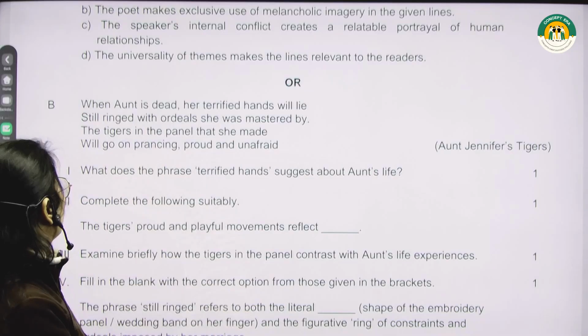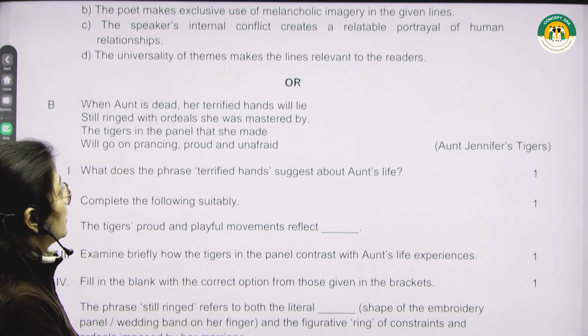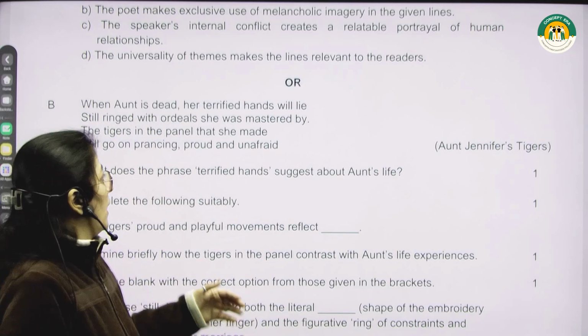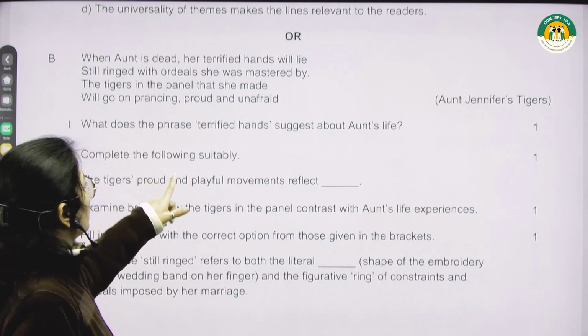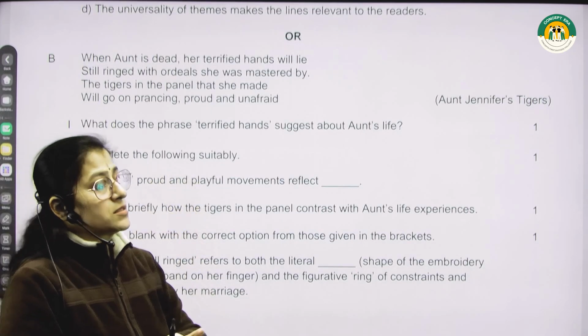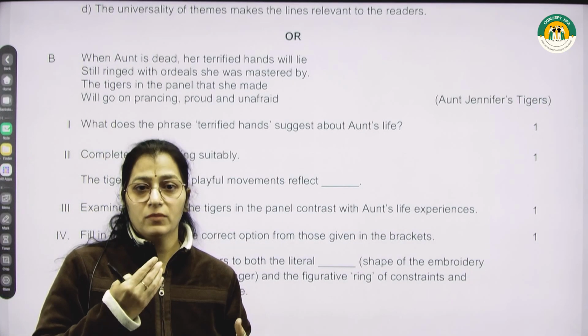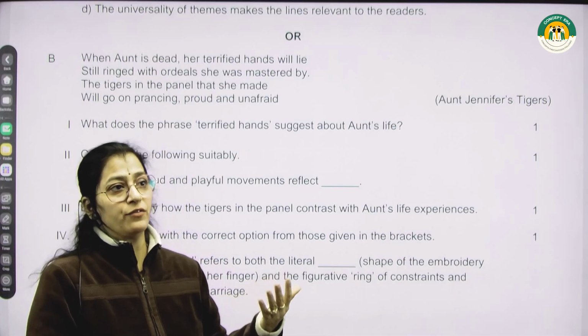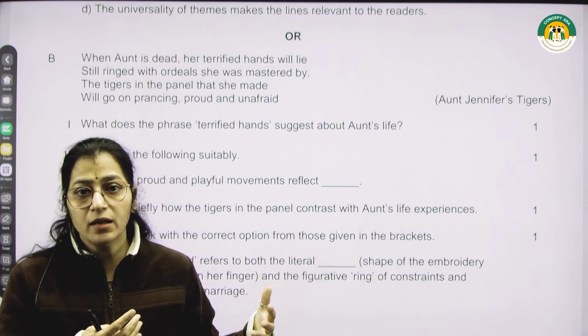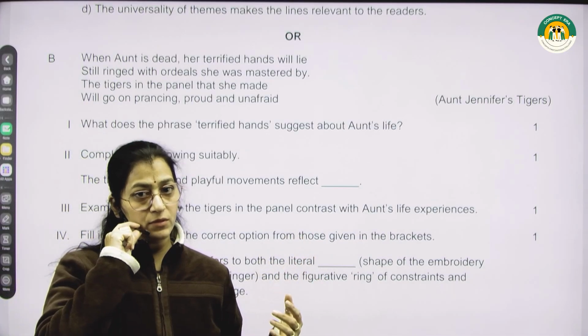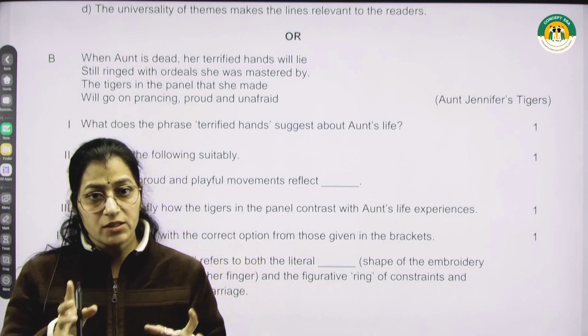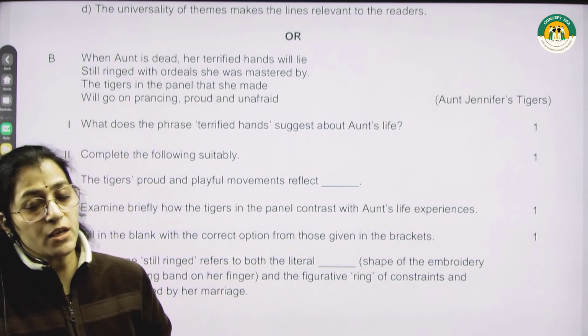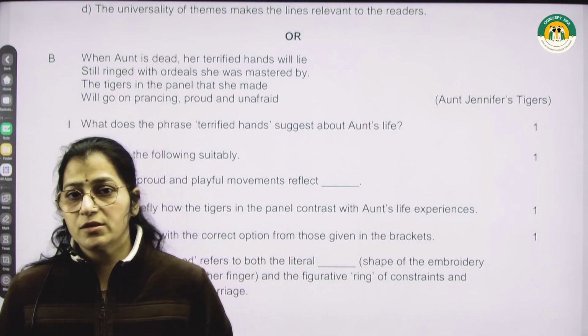These lines are given here: when Aunt is dead, her terrified hands will lie. What does the phrase terrified hands suggest about Aunt's life? What kind of suggestion do you get from the poetry when you are reading it? So read all the poetry and the text given in the books very carefully. You will definitely get the answers directly.